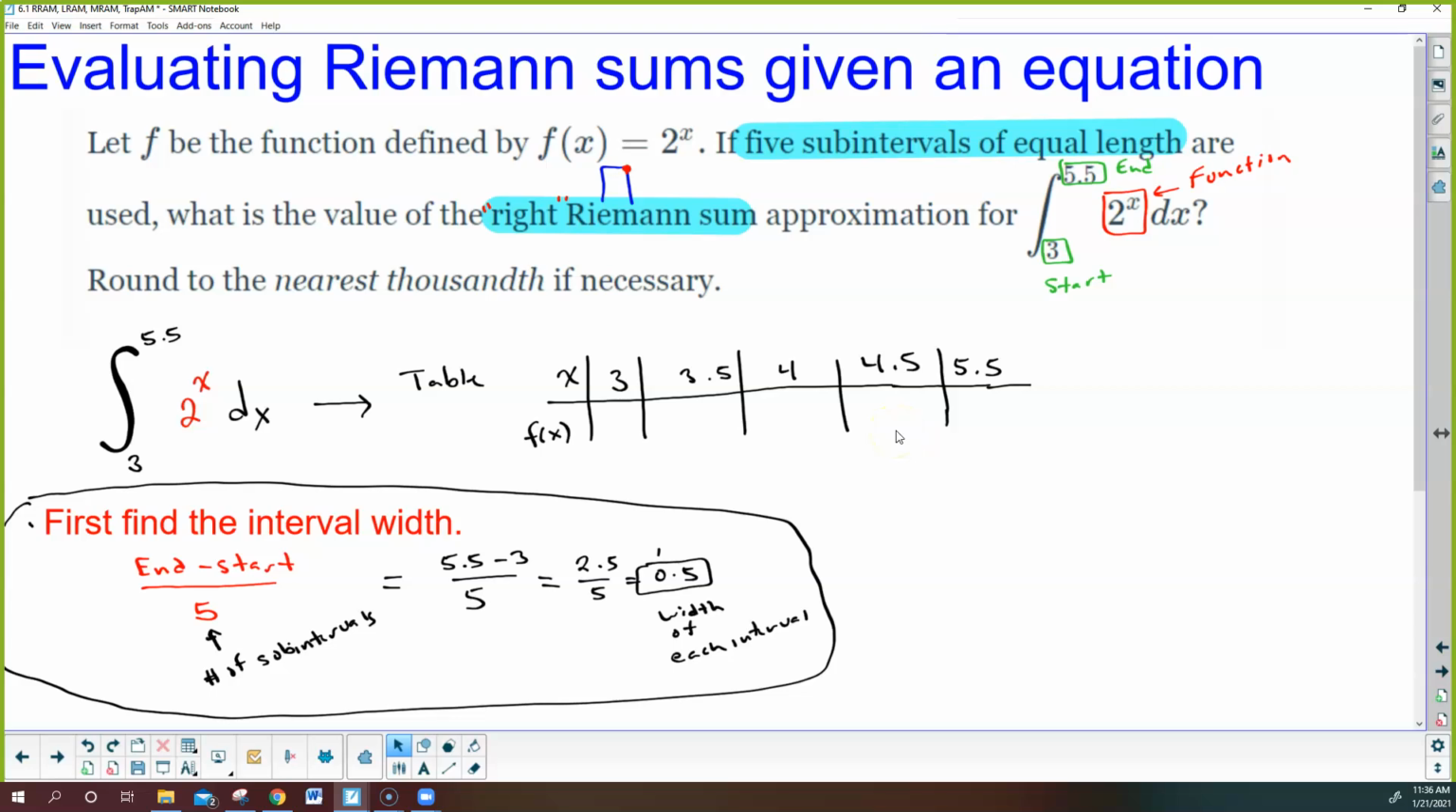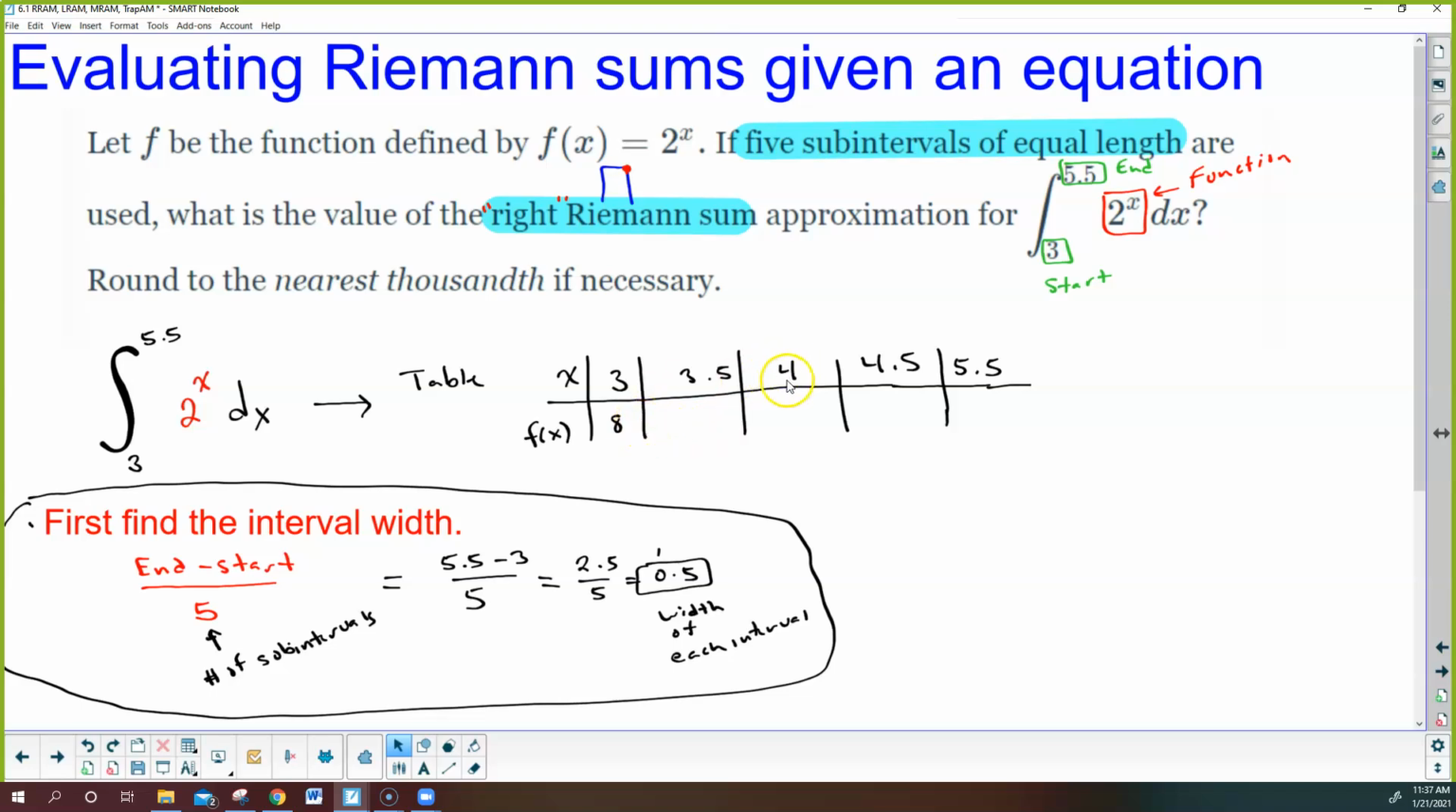Okay. Now, we need to figure out the outputs of those, which you don't technically need a calculator for. I mean, if I plug 3 in here, 2 to the third power, we can figure that out, right? If x is 3 and I plug 3 in, 2 to the third power, 2 times 2 is 4, times 2 is 8.